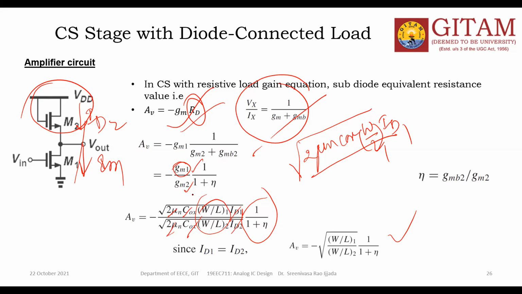Since the 2 elements are connected in series, whatever current flows in the second device, the same current will flow in the first device also. Since ID1 and ID2 are the same, cancel the common terms. Then only minus square root of W by L of the first device transistor into W by L of the second device into 1 by 1 plus η remains. What is W by L? The aspect ratio, the width to length ratio of each device, the geometrical dimensions of the device.